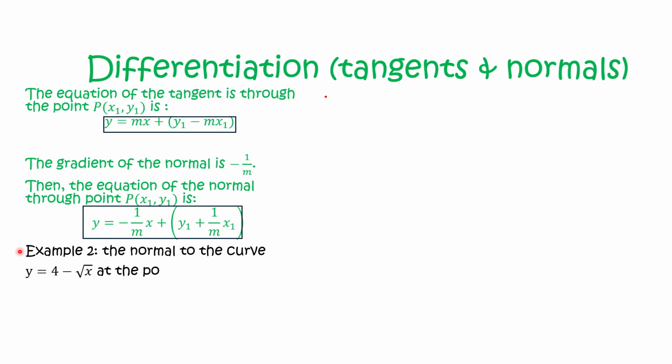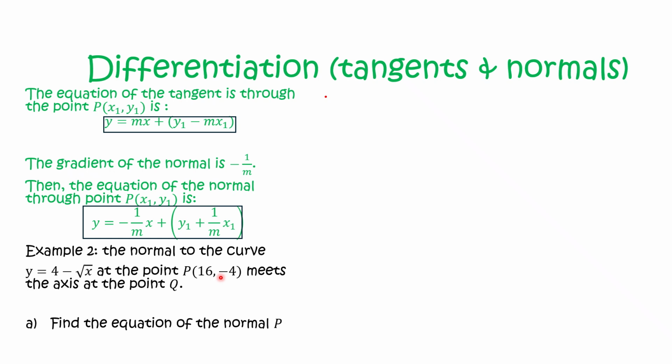Moving on to example 2. The normal to the curve y is equal to 4 minus square root of x at the point P (16, -4) meets the x-axis at the point Q. A. Find the equation of the normal PQ, and B. Find the coordinates of Q.